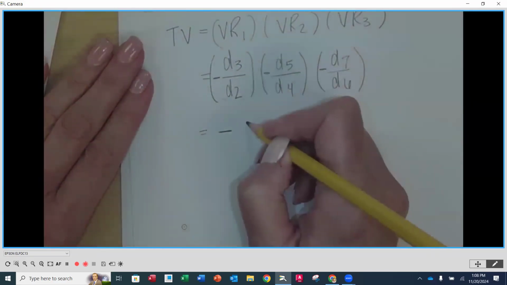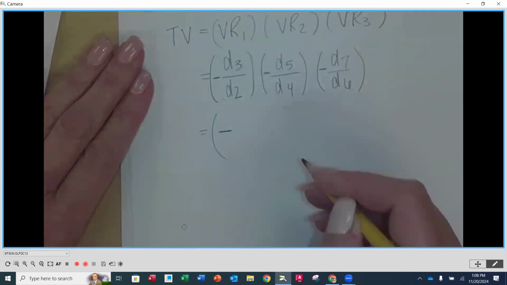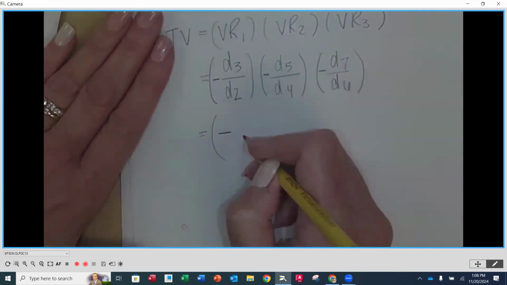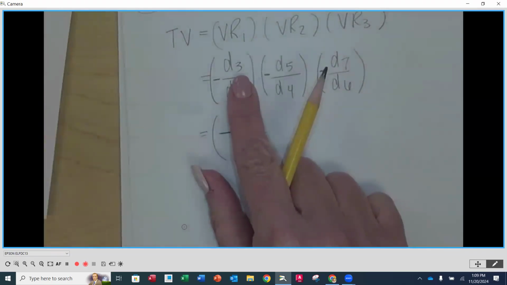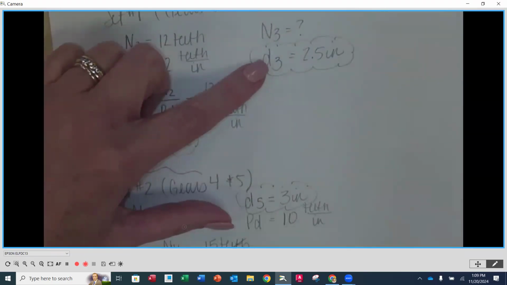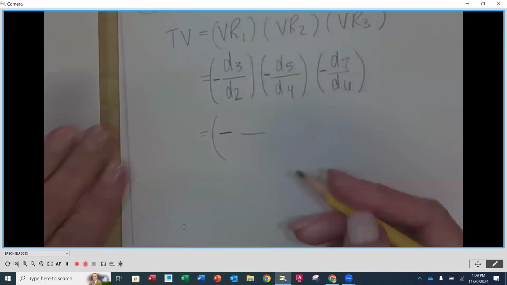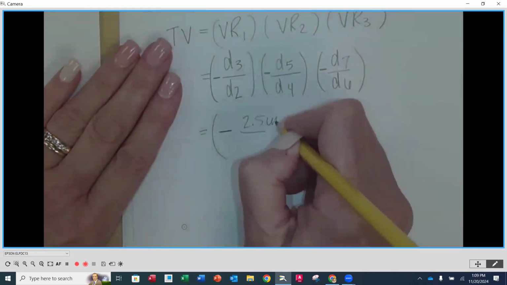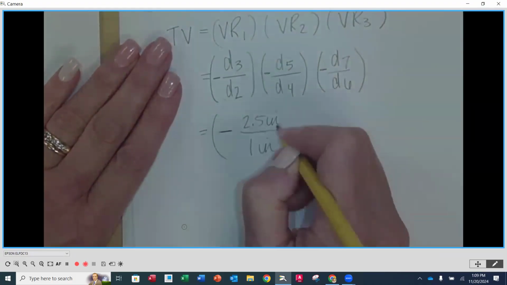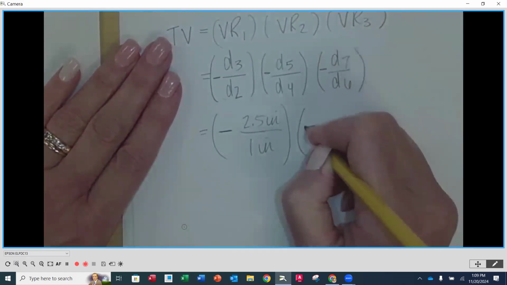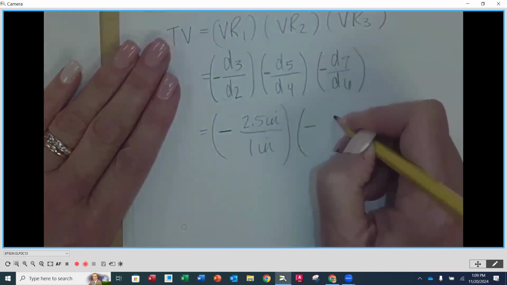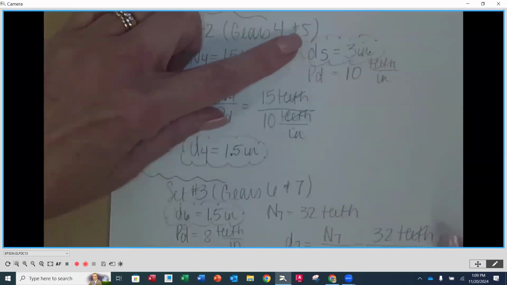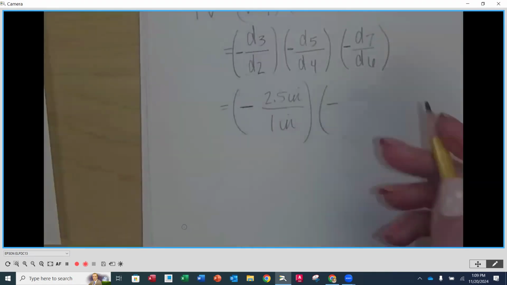All right. So we're going to have a negative, and we know that our diameter number 3 was 2.5 and our diameter number 2 was 1. So this is going to be 2.5 inches over 1 inch. Units have to go in all phases of the problem. Multiplied by a negative D5, which is 3, and our D4 is 1.5.